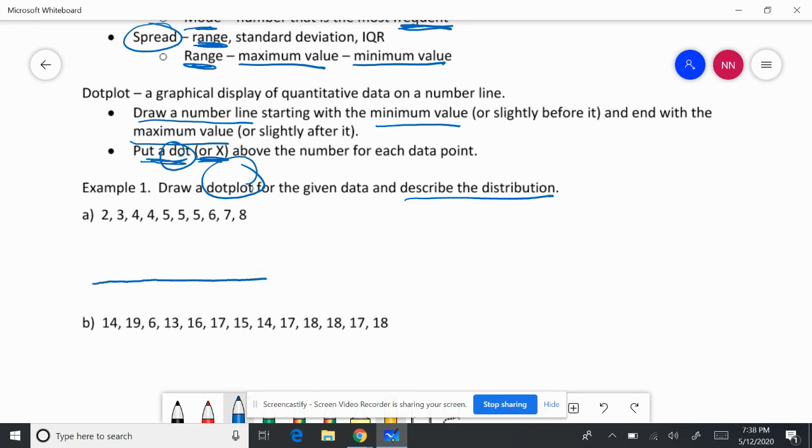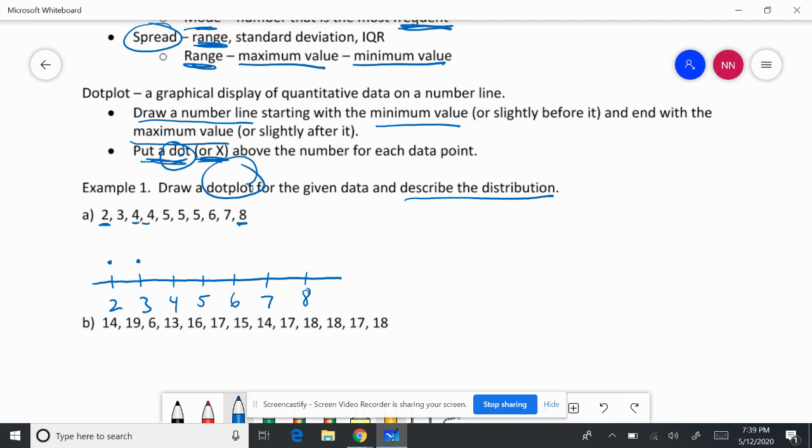So when we're doing a dot plot, we draw a number line. We put our least value first, so that's 2, and then we end it at our greatest value, which is 8. So we go 2, 3, 4, 5, 6, 7, and 8. And remember, you could put either dots or X's. I'm going to put dots. So I put a dot above the 2. There's a 3, so I put a dot above the 3.